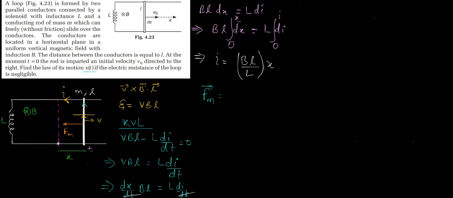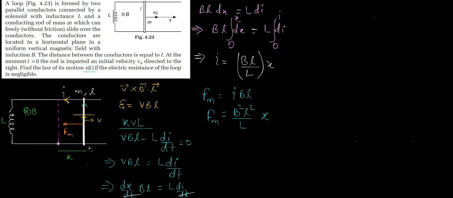Magnetic force is equal to ILB. And we know this I, so I times BL. If we plug the value of I here, we get B square L square over capital L times x as the magnetic force on this rod towards the left. Okay, cool. We got this value of magnetic force.